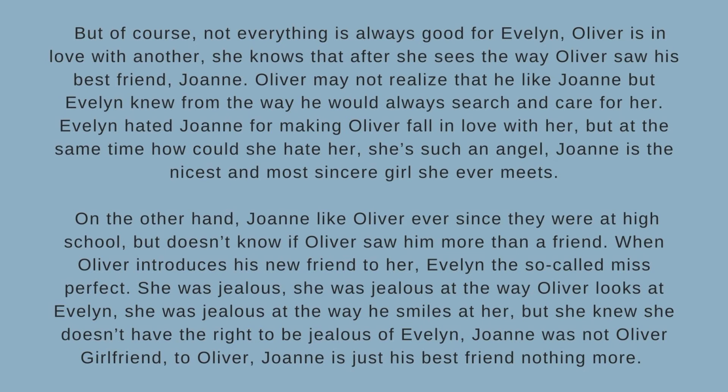On the other hand, Joanne liked Oliver ever since they were in high school, but doesn't know if Oliver saw him as more than a friend. When Oliver introduces his new friend to her, Evelyn, the so-called Miss Perfect, she was jealous. She was jealous at the way Oliver looks at Evelyn. She was jealous at the way he smiles at her, but she knew she doesn't have the right to be jealous of Evelyn. Joanne was not Oliver's girlfriend. To Oliver, Joanne is just his best friend and nothing more.